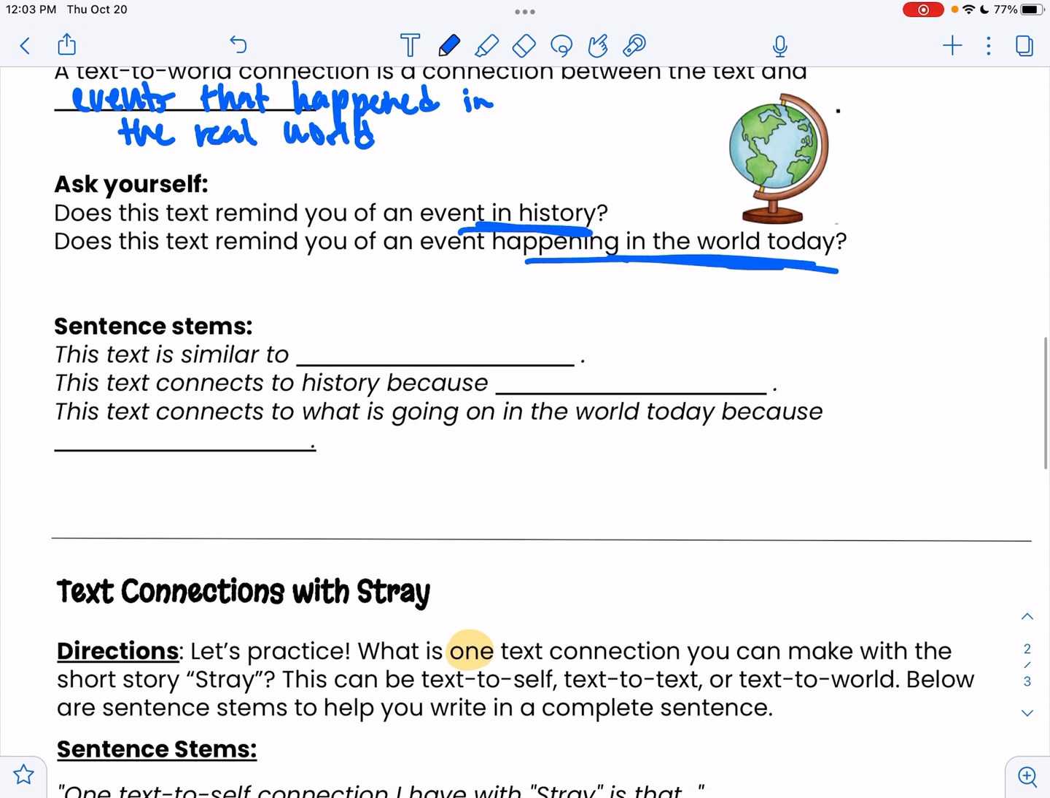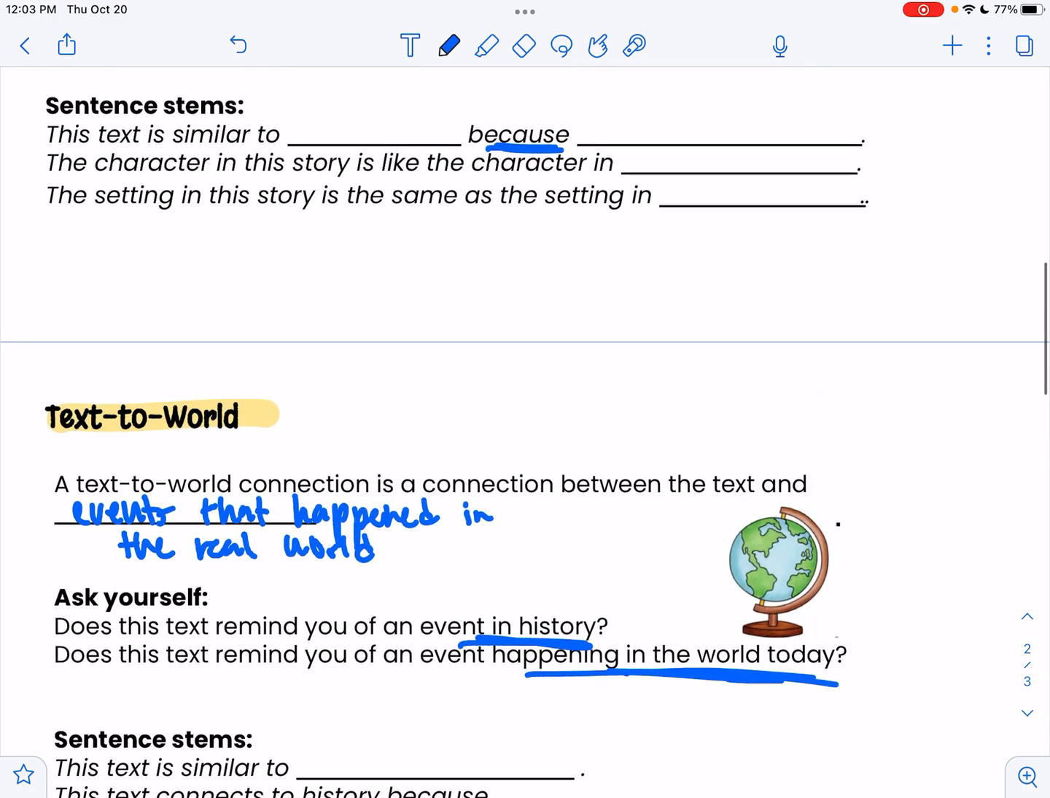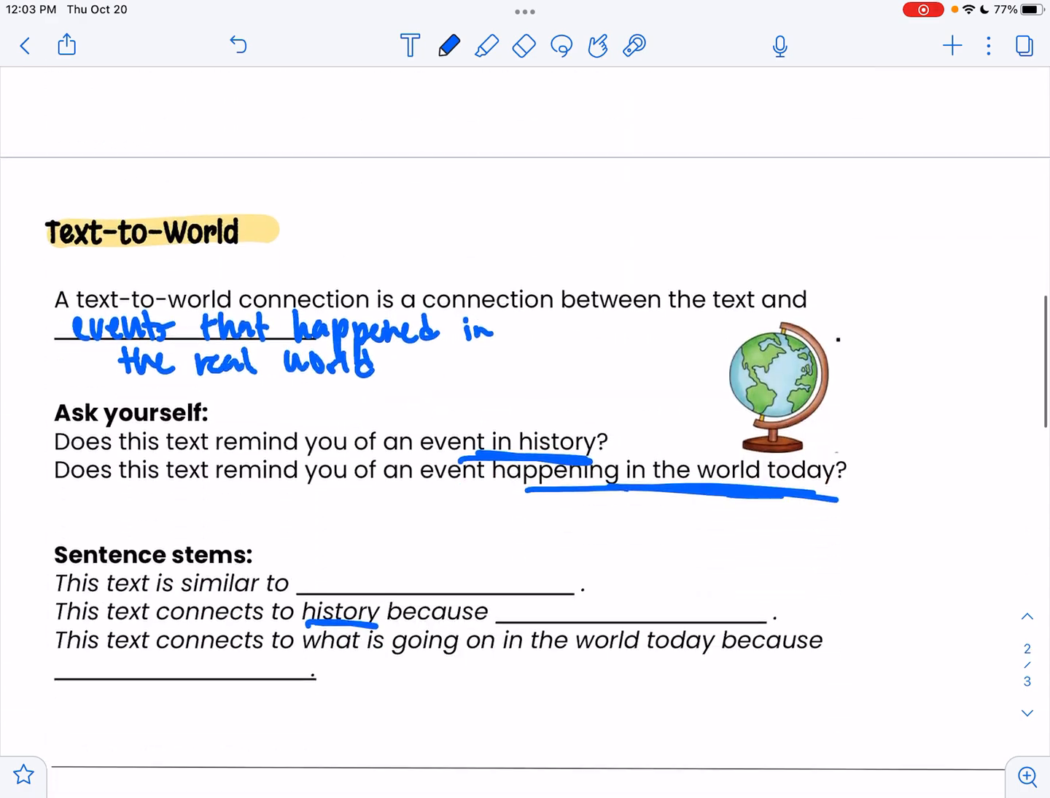Your sentence stems are, this text is similar to blank, this text connects to history because, or this text connects to what is going on in the world today because. Good. And those are the 3 types of text connections.